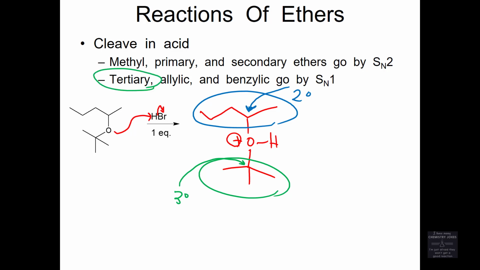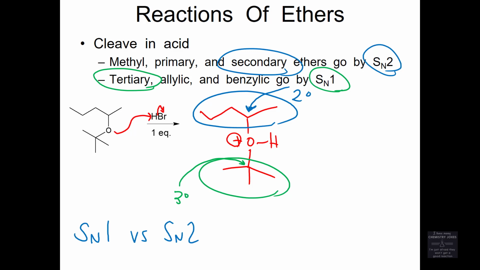So tertiary says, let's do SN1. And the secondary side says, let's do SN2. Uh-oh. We have a disagreement. Blue side says do SN2, green side says do SN1. When your two sides disagree, when it's SN1 versus SN2, make a carbocation. So that means we're going to do SN1.